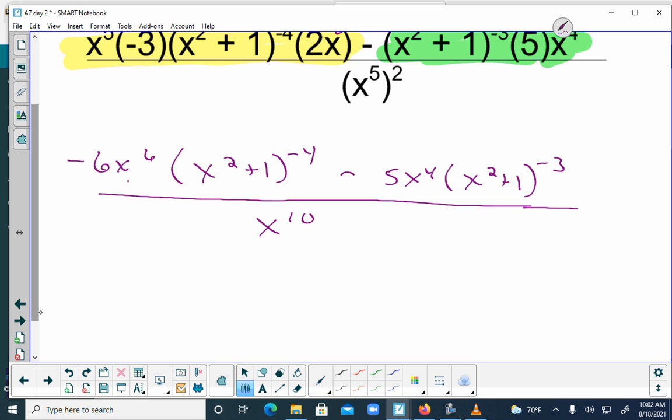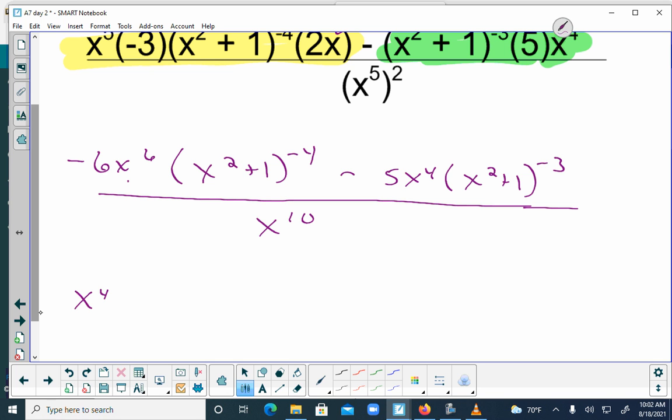Now that I have it written over one common, it's over the common denominator, I'm going to try and simplify by factoring stuff out of the numerator. Oh, and what can I factor out of the numerator? Well, when I look at -6 and -5, can I factor anything out of those two? 5x. I agree with the x to the fourth. But can I factor out a 5 from here? No.